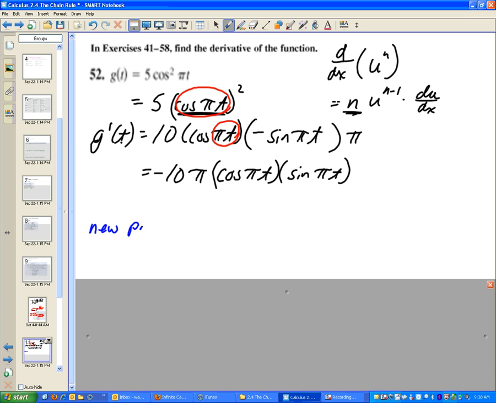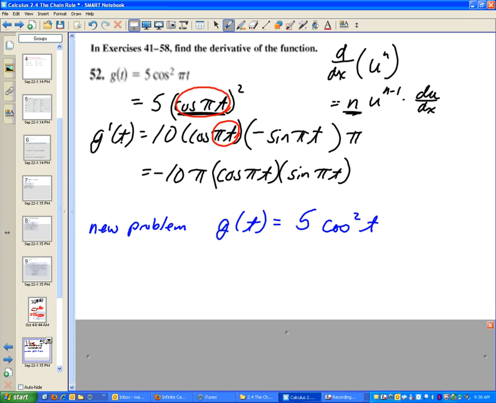New problem. We had g of t equals 5 times cosine squared of t. Mentally, we would think of that as the cosine of t, squared. So g prime of t would be general power rule, exponent times coefficient. U is the cosine of t, so u, subtract 1 from the exponent, so now it's a 1, and now times the derivative of u.